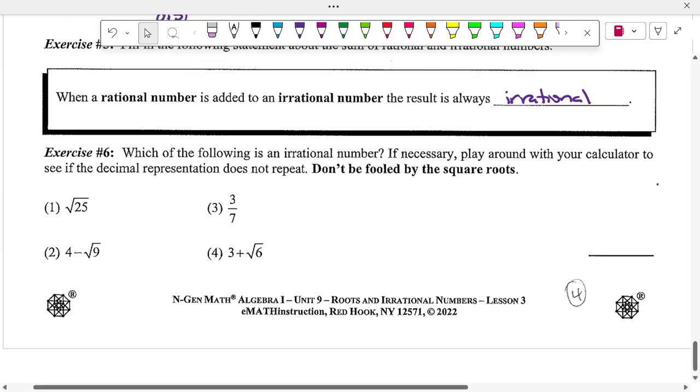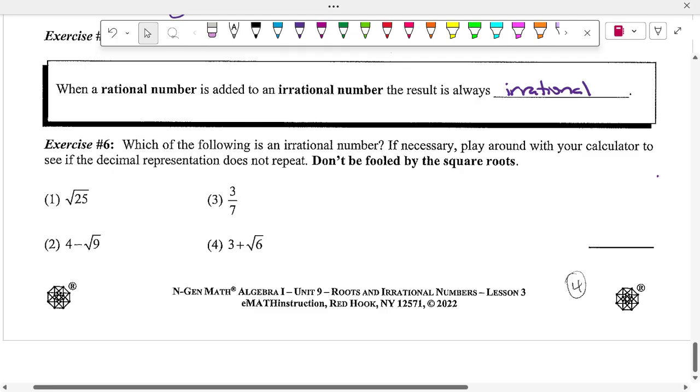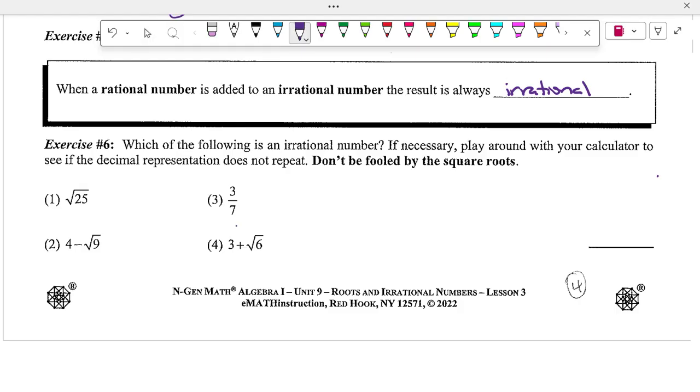So look at this last one. Which one's the only one that gives you an irrational number? Why is it 4? Right. 1, square root of 25, that's 5. 3, it's already a fraction, so it has to be rational. 4, square root of 9 is a nice number. So 4 minus 3, which is just 1. So just because there's a radical in it does not mean it's necessarily irrational, because they may throw a perfect square under that radical. So it's 4.